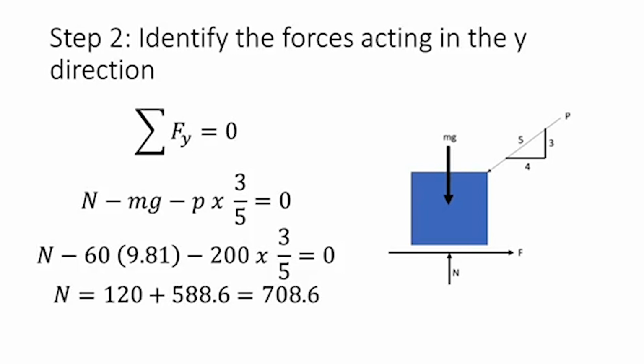In this case, we are solving for the normal force, N. We do that by finding the force of gravity, which we get by multiplying the mass times gravity. Also acting in the downward direction is the y component of the P force, where we do the same thing that we did before, except we multiply by 3/5 because that is the component of the P force acting in the y direction. Then you just do some simple algebra and you'll come out with 708.6 newtons for the normal force.